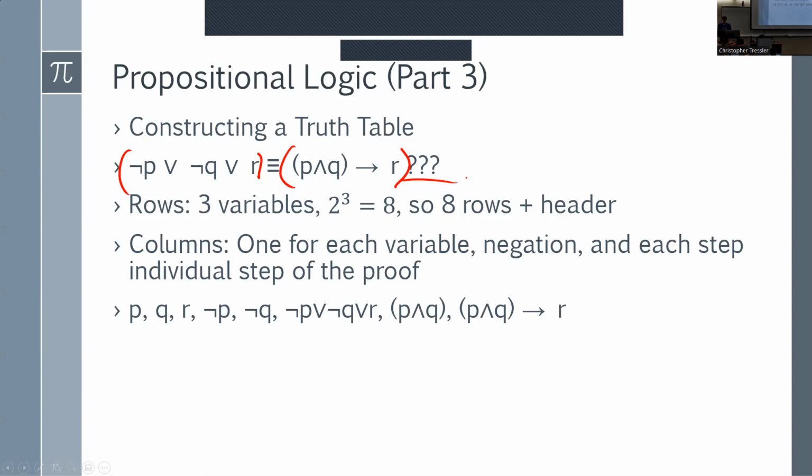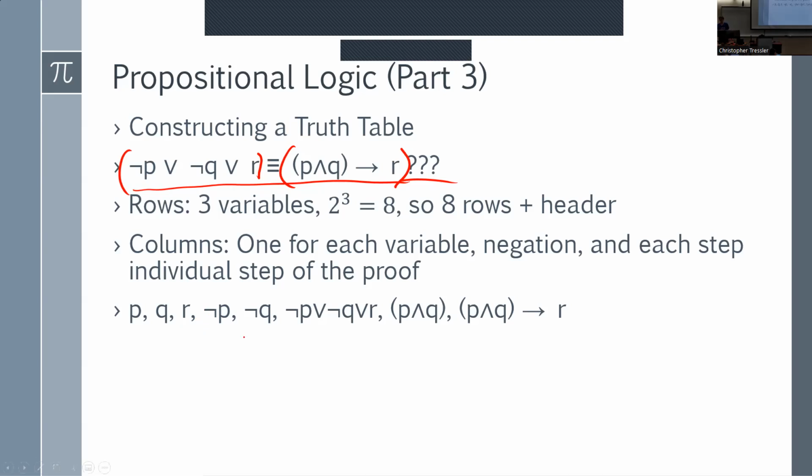Then we have the columns. You're going to need 1 column for every individual proposition or variable you have, and then another column for every negation that you have. Notice there is nothing here that says negation of R in this original statement, so I don't have a column for the negation of R. However, we do have the negation of P and the negation of Q, so those are included there.